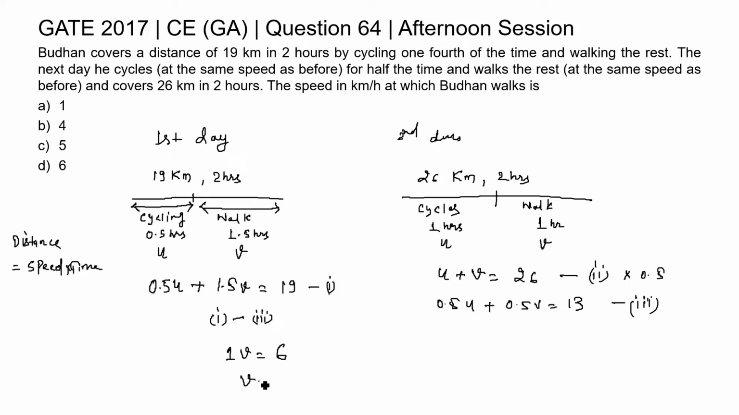So we can write v equal to 6 km per hour, and v is designated for the speed of walking. So the speed in kilometers per hour at which Buddhan walks is v, which is equal to 6 km per hour, which is given in option D. So option D is the correct option for this question.